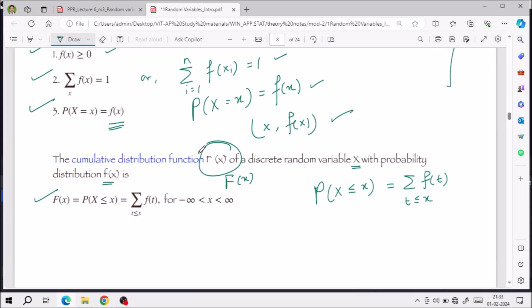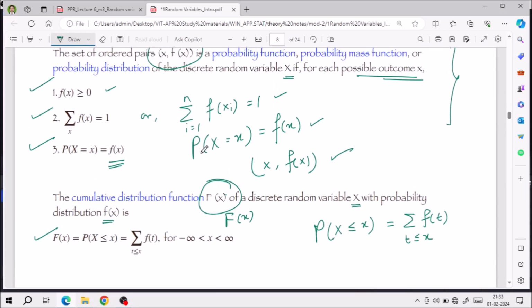You may get a question like this: suppose a function is given to you, check whether this is a probability distribution function or not, a probability mass function or not. Or, find out the cumulative distribution function. One probability distribution will be given to you, and the question is to find the cumulative distribution function. Likewise, you may get problems.